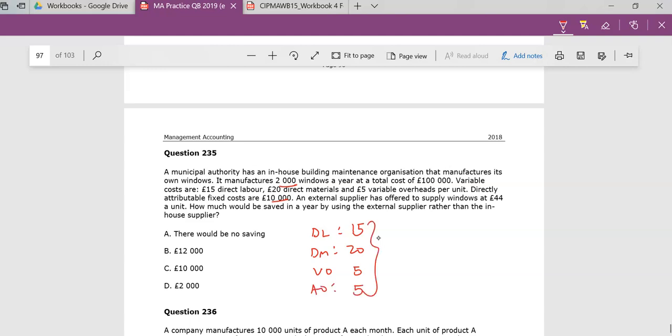So currently in-house you're spending £45 on this. The option comes along to buy it from outside for 44, saving you £1 on each window. So on 2,000 windows you have a saving of £2,000.